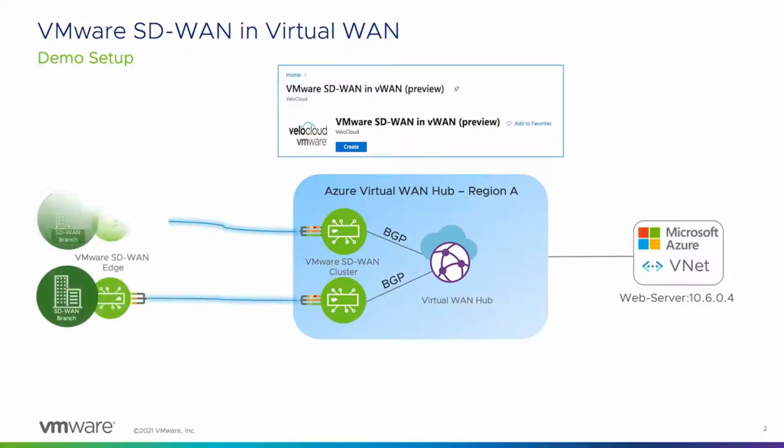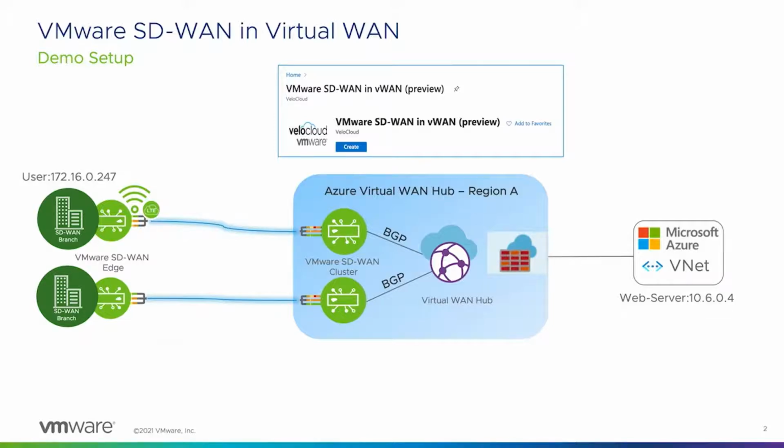We also have two branch locations, one with LTE and second with broadband internet connectivity. These branch locations automatically connect to edges in vHub via SD-WAN overlay, thus extending our DMPO capabilities right into the Azure cloud. To demonstrate connectivity, we have a user behind branch 1 trying to access a web server in an Azure VNet that's peered with a vWAN. And to provide that extra security, we have inserted an Azure firewall in the traffic path.